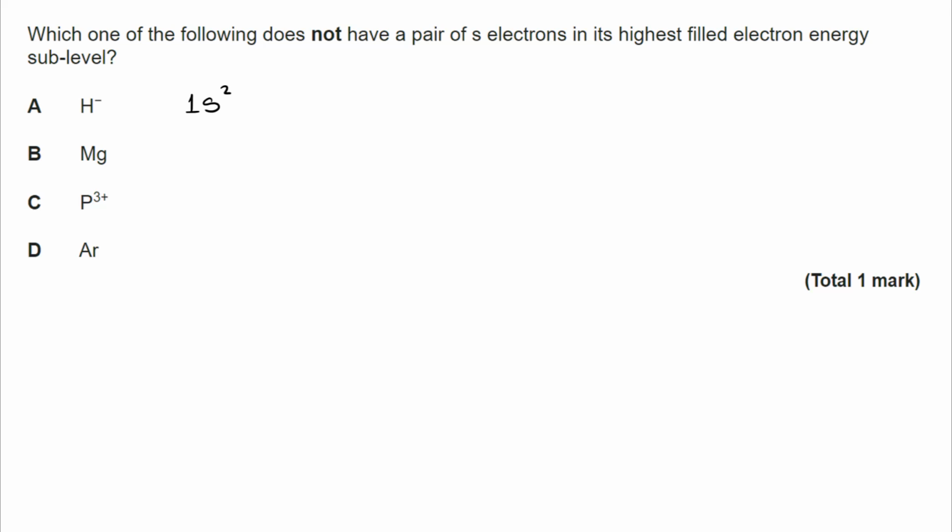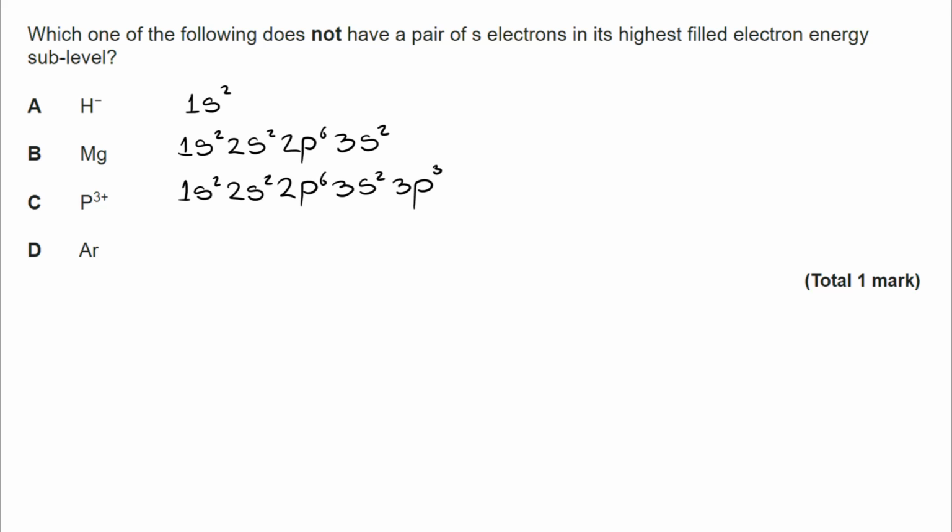Because you can see that H- would be 1s2. It therefore does have a pair of S electrons in the highest filled electron energy sublevel, so it's not the right answer. Magnesium, we can see, ends in 3s2. Phosphorus, well, phosphorus as an atom is 1s2, 2s2, 2p6, 3s2, 3p3, but we're not asked about the phosphorus atom, so we need to get rid of the 3p3, which does mean that it's 3s2.